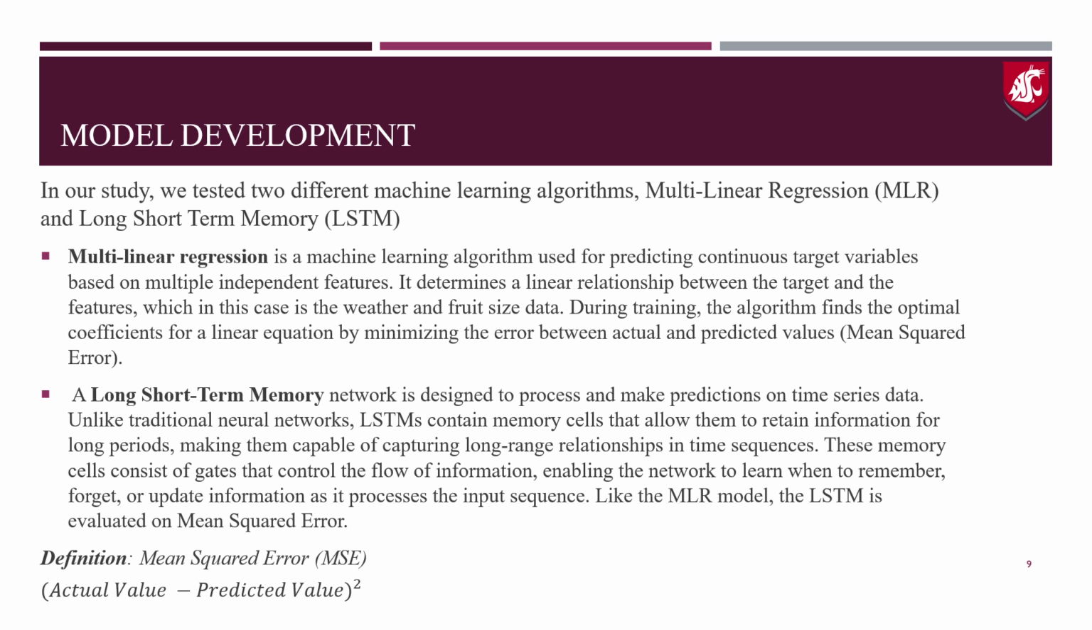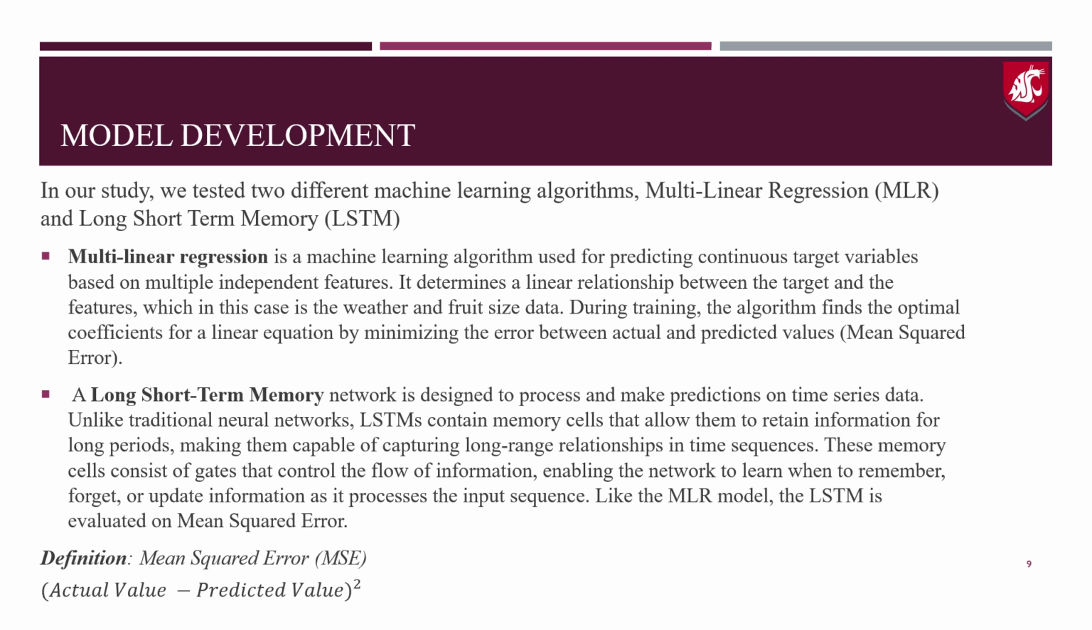Model development. In our study, we tested 2 different machine learning algorithms, multilinear regression and long short-term memory. Multilinear regression is a machine learning algorithm used for predicting continuous target variables based on multiple independent features and works well for data with a strong linear correlation. It determines a linear relationship between the target and the features, which in this case is the weather and fruit size data and fruit surface temperature.